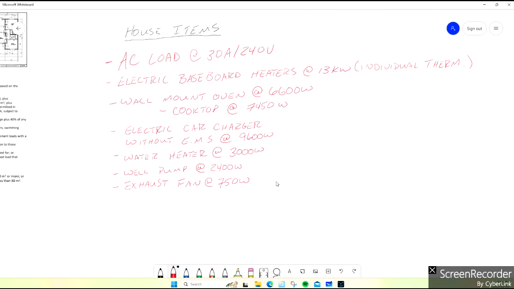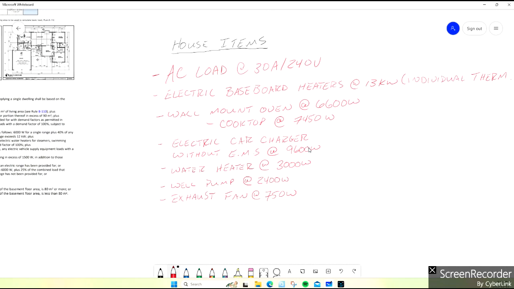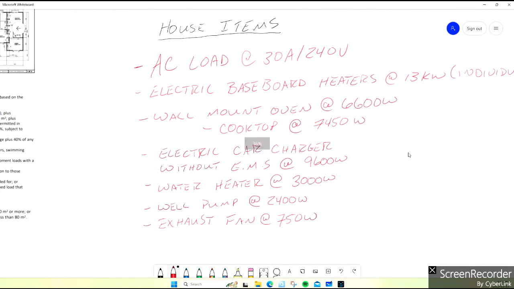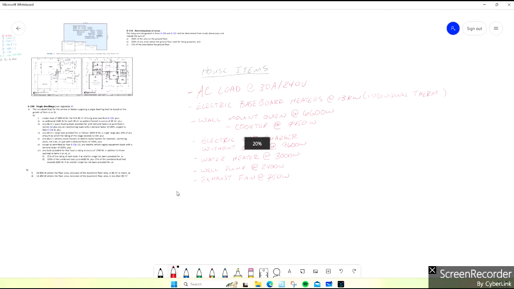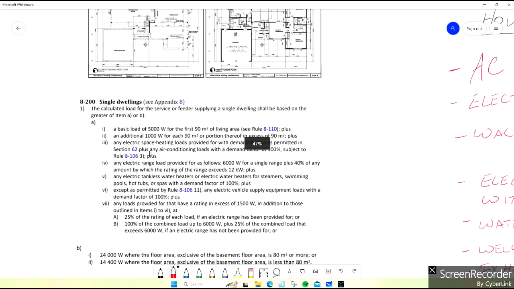Just pretending that we have this in a home. Could have many more, could have much less. And electric baseboard heaters nowadays, nobody really has that. But I want to show you how you apply this part of the calculation. So I included electric baseboard heaters for this home. Okay, so let's just look at some of the rules here.